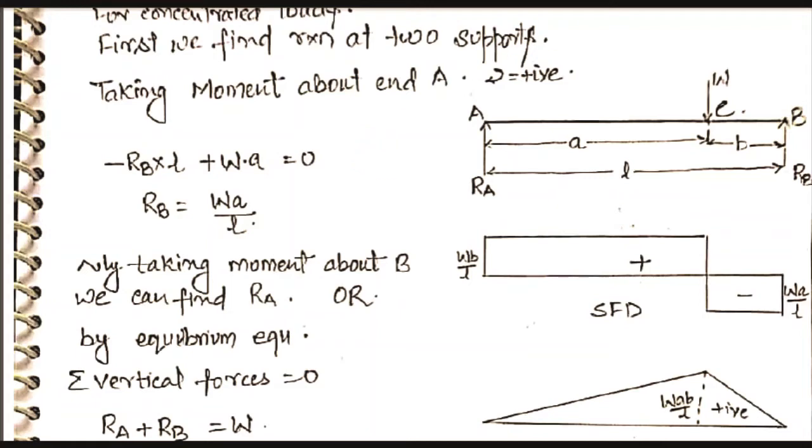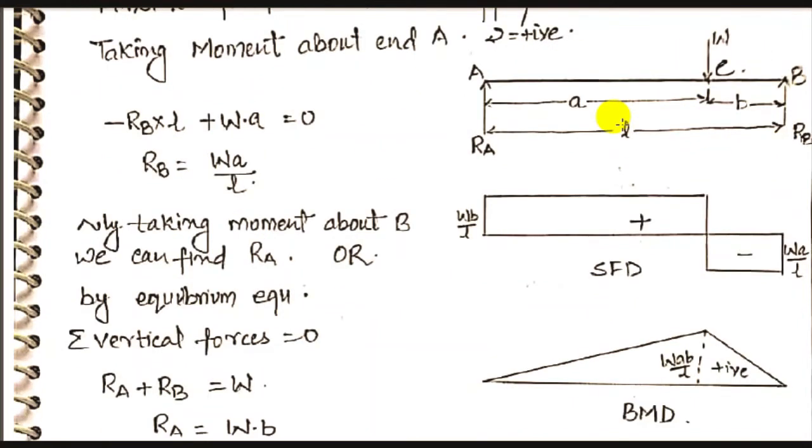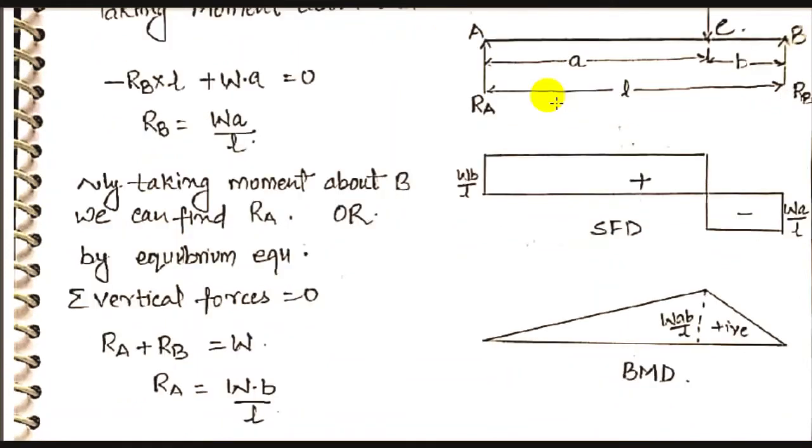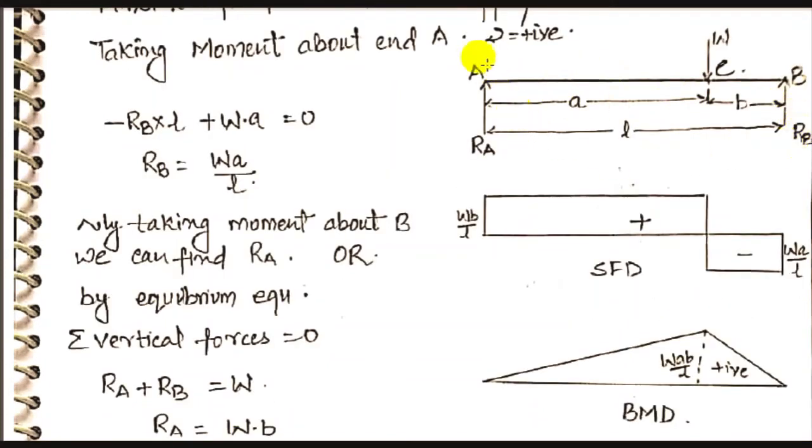First of all, when there is a load W, we have to find out the value of the reaction at point A and the value of the reaction at point B. We are going to consider two equations of equilibrium. First is balancing the vertical and horizontal forces, and also taking a moment about any one point. So first we are taking a moment about point O.